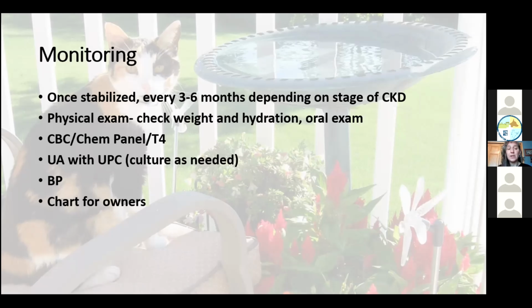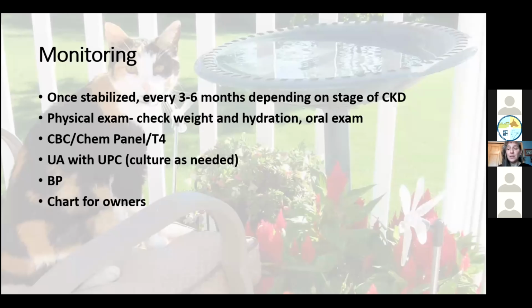You'll also want to be looking at doing that CBC, chem panel, and T4. Continue to monitor those renal parameters, but also looking for any secondary infections or developing hyperthyroidism. A urinalysis with a UPC and culture as needed, especially if the cat has an acute uremic incident. Be looking for underlying causes. And one of those is like a urinary tract infection or systemic infection. That's why we're also looking at that CBC.